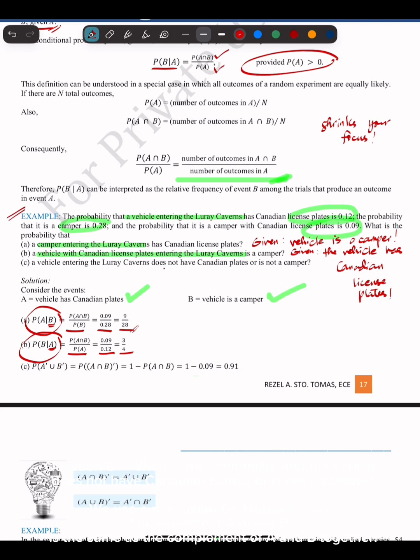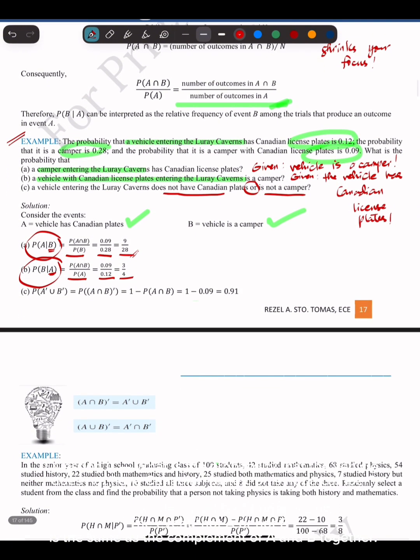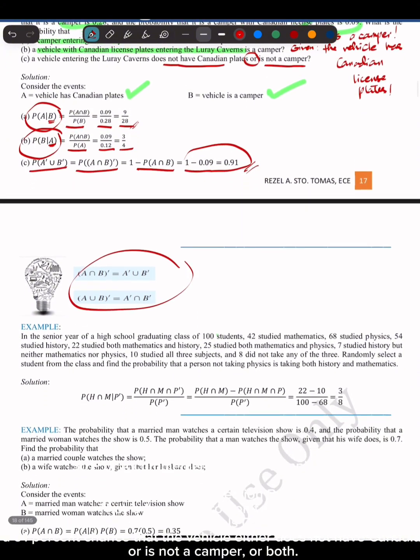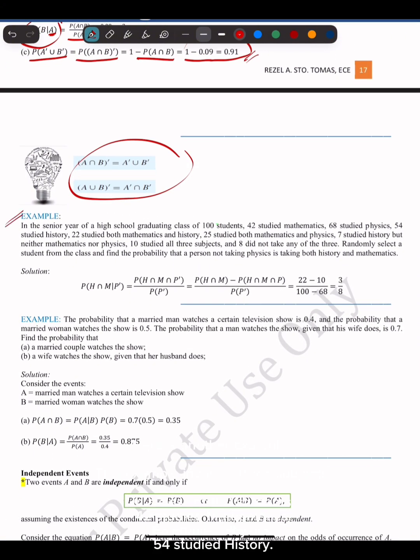Question C. What is the probability that the vehicle does not have Canadian plates or is not a camper? We use a rule called De Morgan's law. The event not A or not B is the same as the complement of A and B together. So P of A complement union B complement equals 1 minus P of A intersection B. That is 1 minus 0.09, which equals 0.91. There is a 91% chance that the vehicle either does not have Canadian plates or is not a camper, or both.